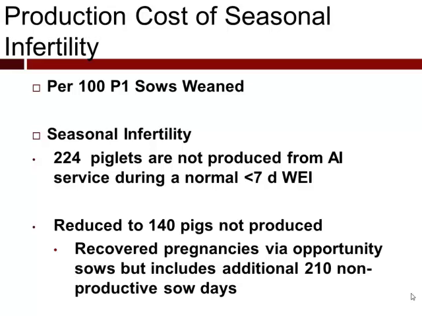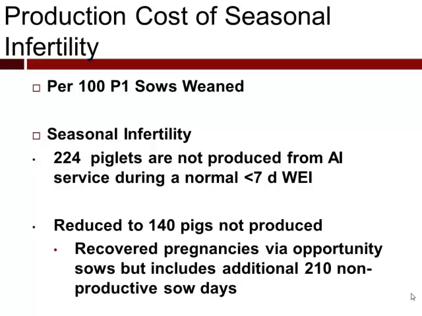So that's the loss if you just weaned, or if you culled any sow that didn't breed after 7 days. But if you keep those sows around and you get an average service date of about 24 to 25 days, you can get some of those pigs back. You can get about 140 pigs produced out of those sows that have that delayed onset of estrus.